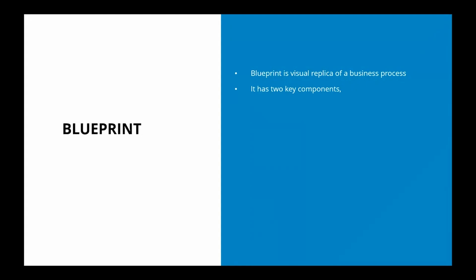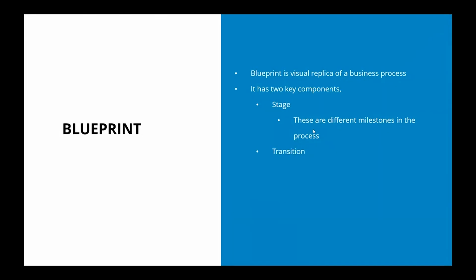This blueprint has two key components. One is the stage. Stages are the different milestones in the process. That is, if a lead is moving from hot lead into property visit, and from property visit into quotation issued, these are the stages, moving from one stage to another.